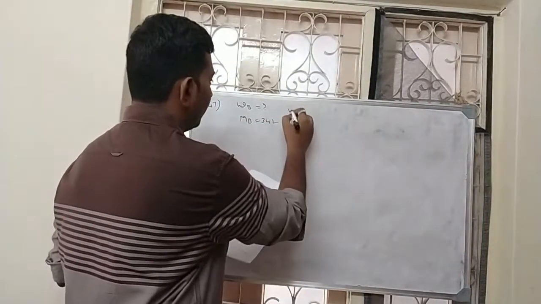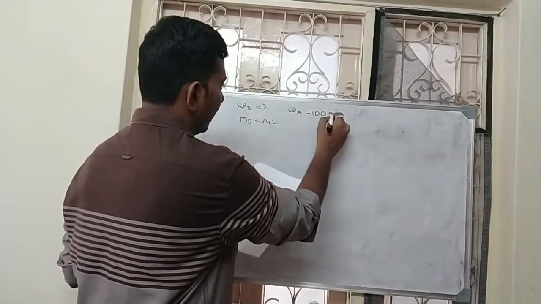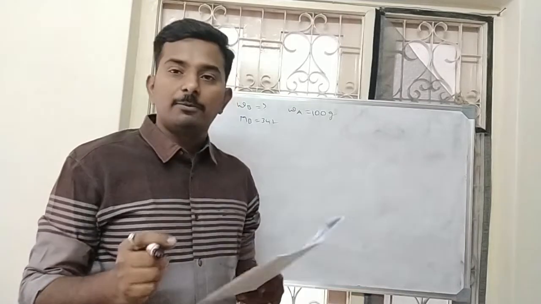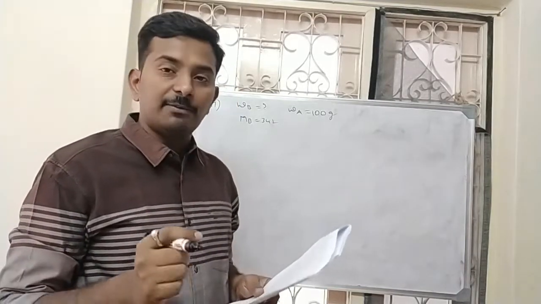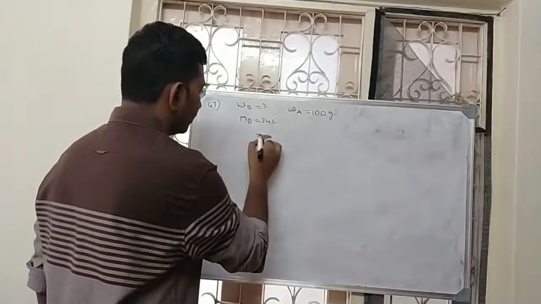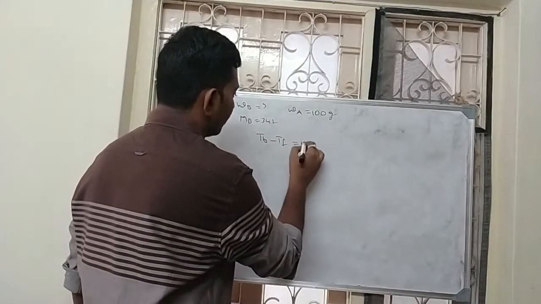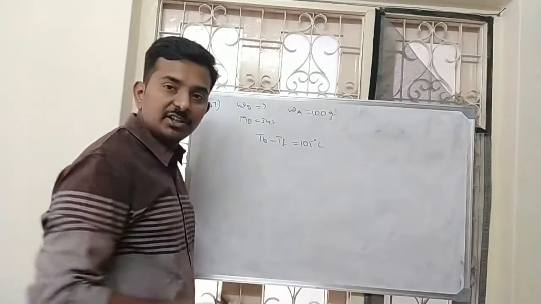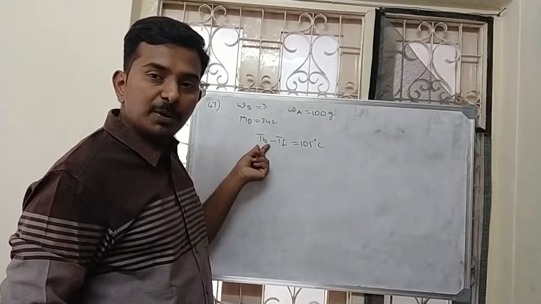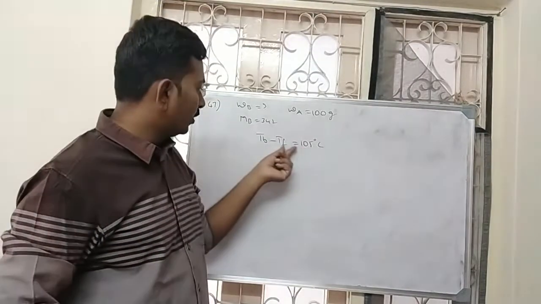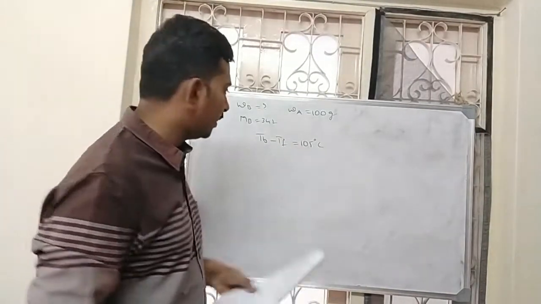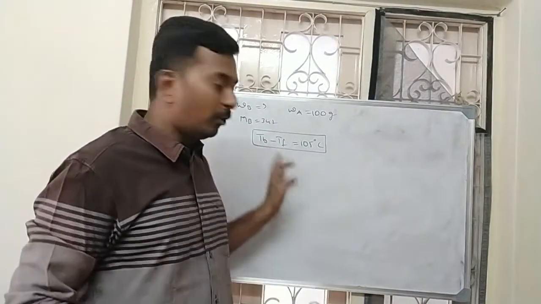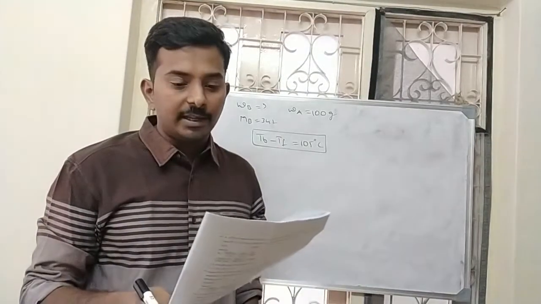Mass of the solvent is given as 100 grams. And what is the condition here? There must be 105 degrees difference between the freezing and boiling temperatures. That means Tb minus Tf must be equal to 105 degrees. It must always be Tb minus Tf, but not Tf minus Tb, because boiling point will always be more than that of freezing point. So if you take Tf minus Tb, you will get a negative value, right? So this is the given condition.